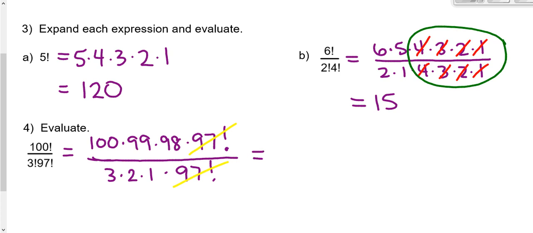So what we have left is 100 times 99 times 98 divided by 6. That your calculator can definitely handle, and you get 161,700.